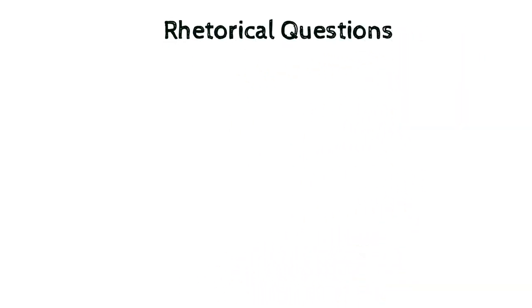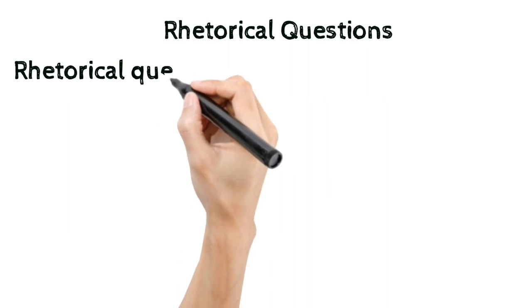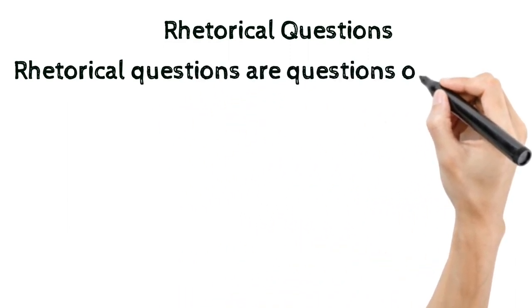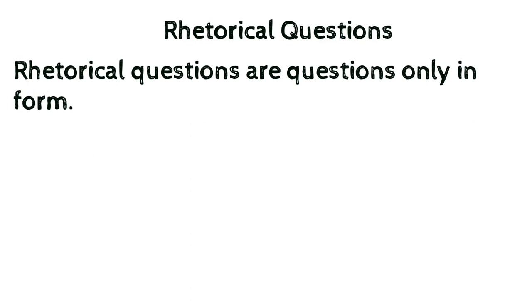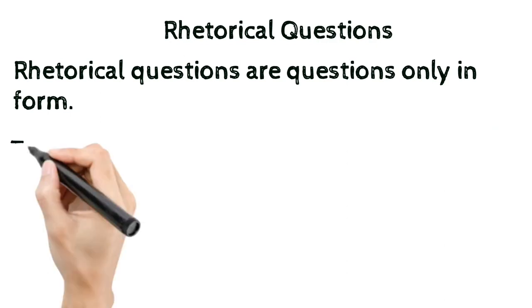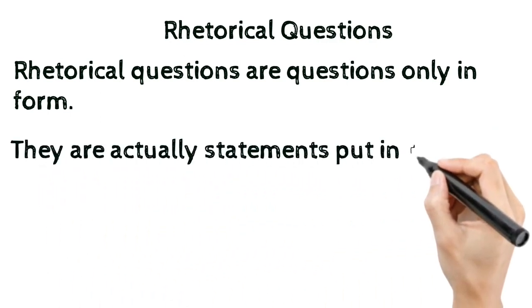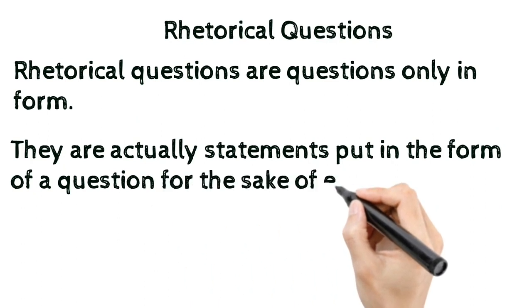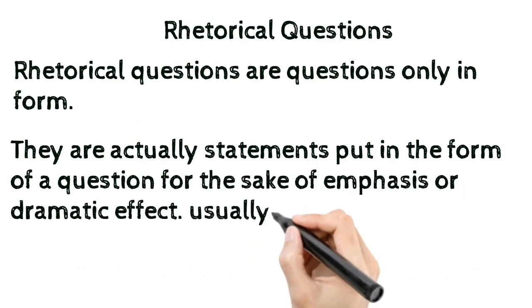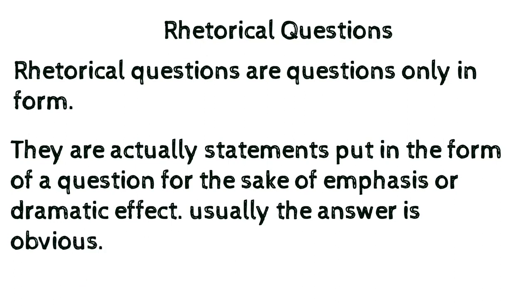So, next one is rhetorical questions. Rhetorical questions are questions only in form. There is no need to give an answer. They are actually a statement put in the form of a question for the sake of emphasis or dramatic effect. Usually, the answer is obvious. We already know the answer, but we ask simply, like, do fish swim, do dogs bark.